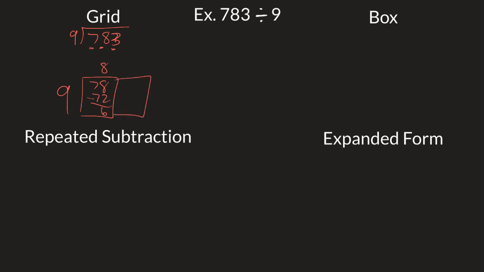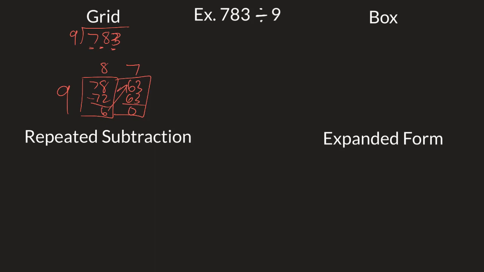Now your next box, you bring this over, and so it's 6, and the remaining number that you have up here is a 3. So you bring down that 3, and lo and behold, you have 63 right there. 9 can go into 63 7 times, and you're left with a 0 remainder. Your answer is 87.